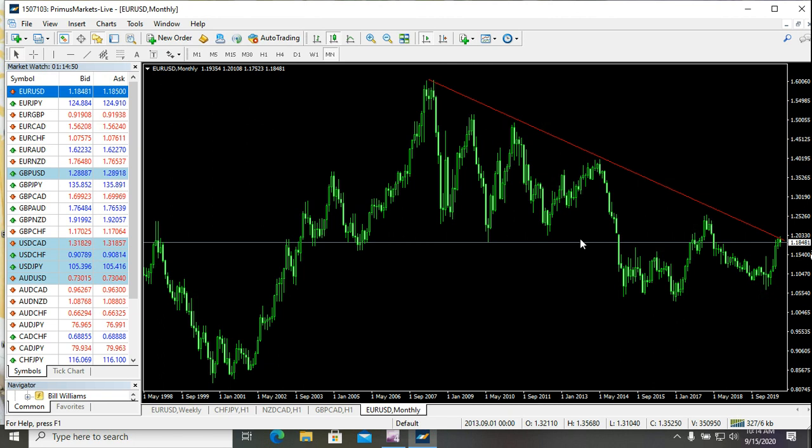This is the channel in which this pair is currently trading, or has been trading for some, if I wouldn't lie, since this is monthly, for some years. Yes, so for some years this is what we have for this currency pair, which is Euro USD. Now, if you see this channel, this is the bigger picture of the channel. Okay, this is the bigger picture of this currency pair.